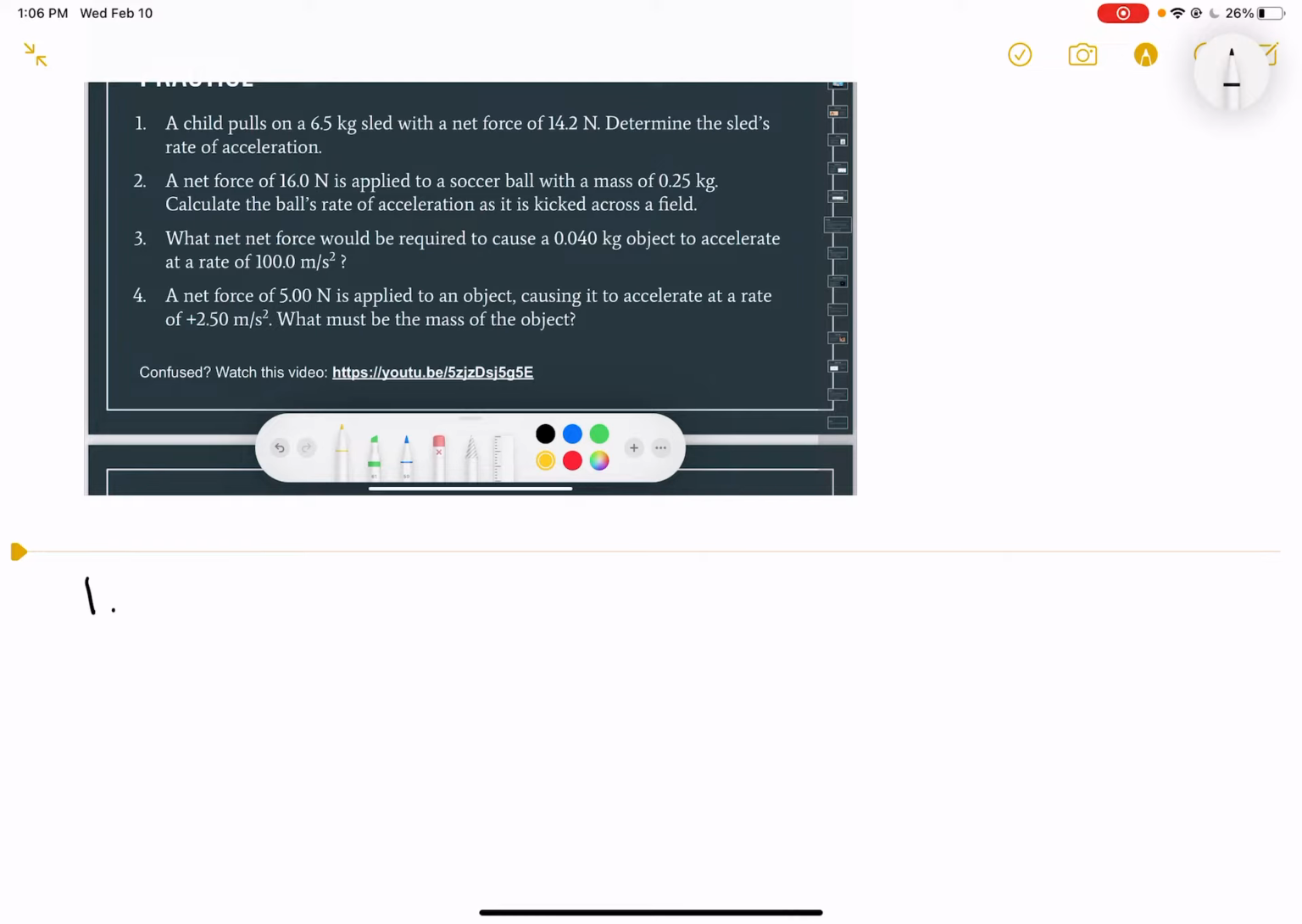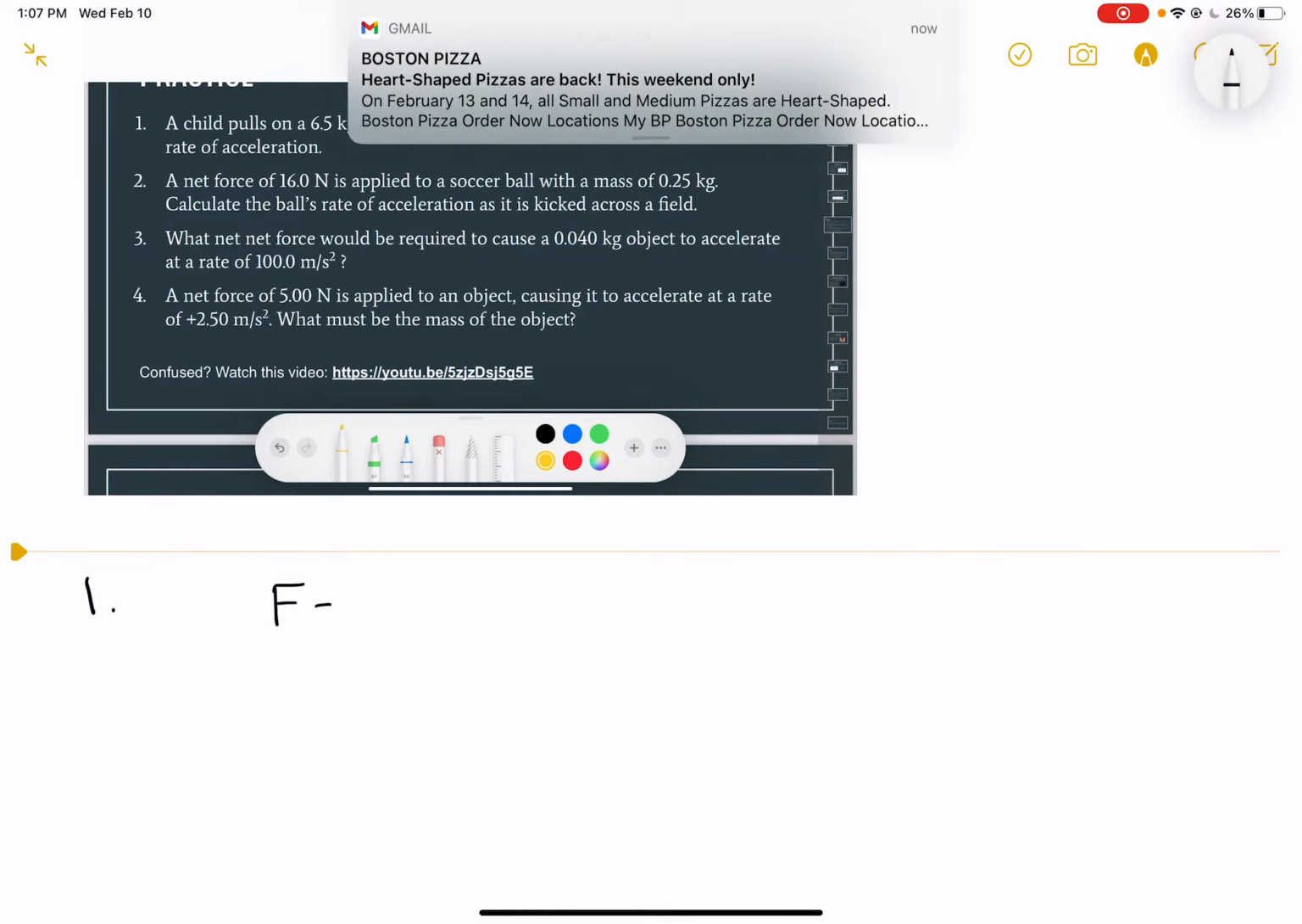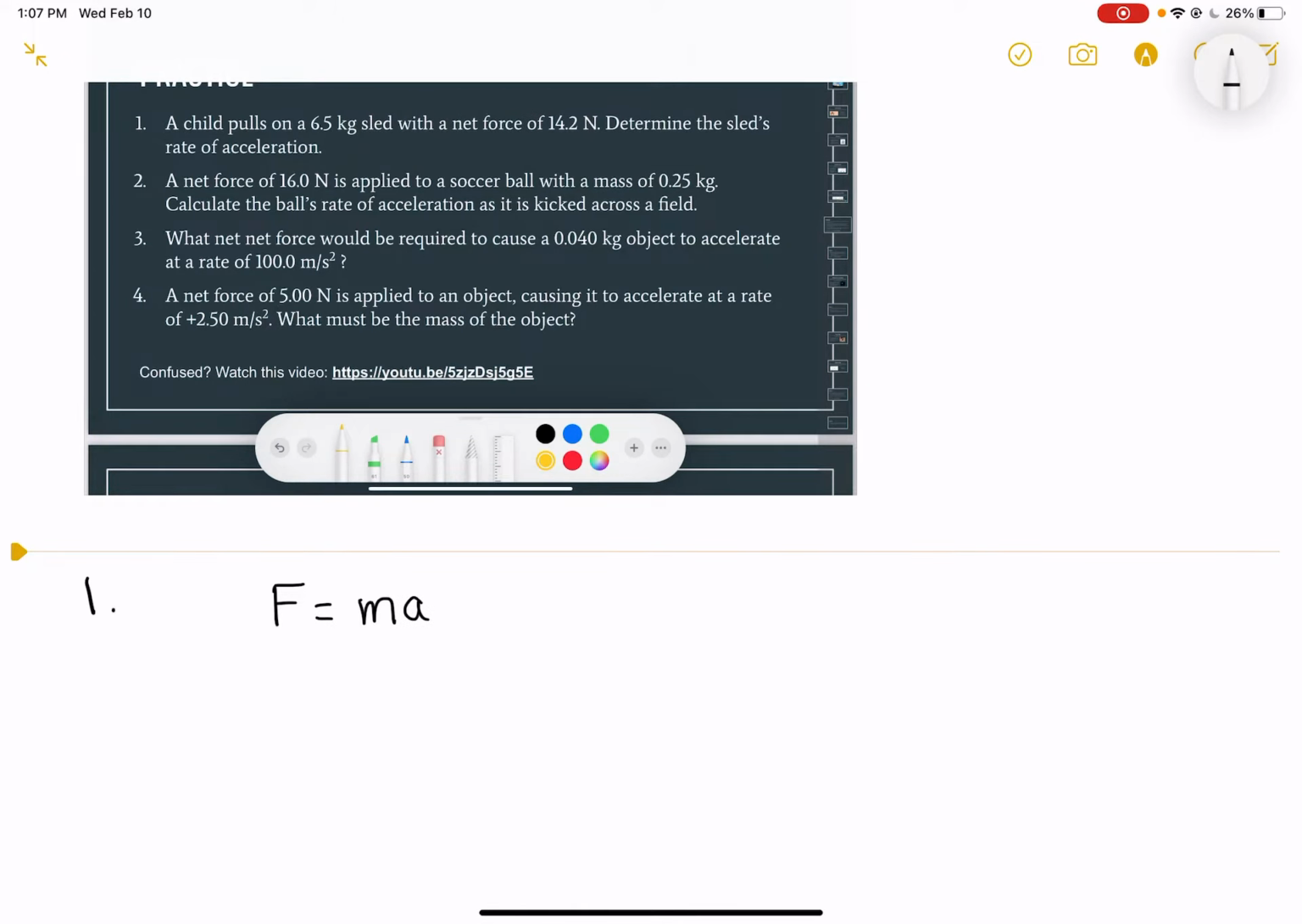So before we even start this question, what we need to do is look back at what our formula is. And for our formula, it is F is equal to ma. So that is the formula that we will use. We have force, mass, and acceleration. If acceleration is what we need to find, then that is force divided by mass.